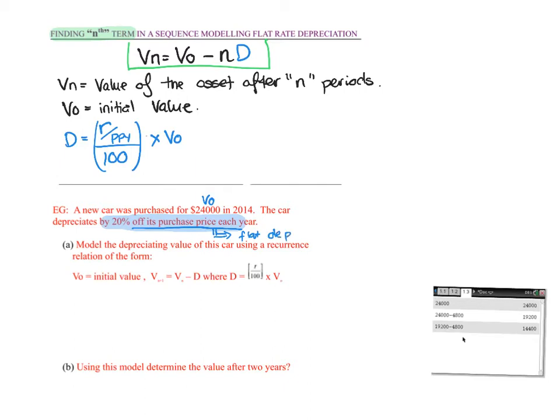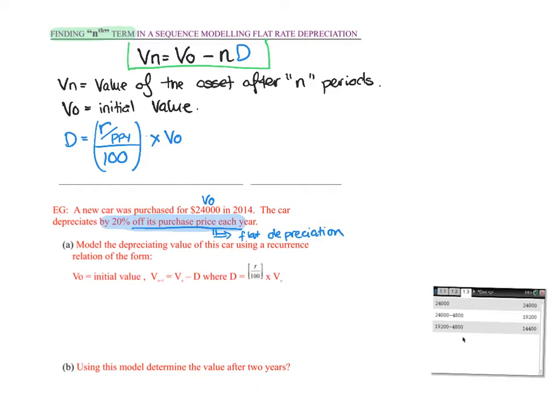So it didn't really say using flat rate, did it? But because it's saying off the original price, it's just always going to go down by that same amount. That means it indicates flat rate. So you've got to remember, when you see off its purchase price, that means it's a flat rate. It's talking about flat rate.